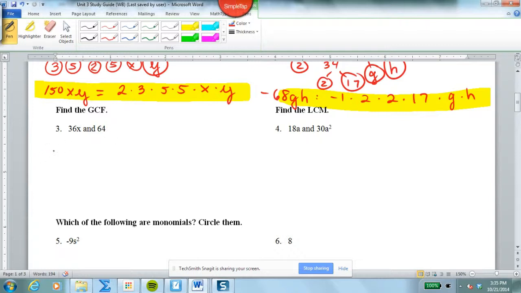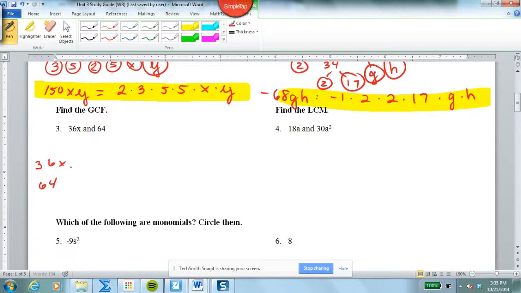So 36x and 64. You think about the numbers that will go into 36x and 64. I can only think of a couple, mainly 1, 2, and 4, in which case 4 would be the greatest common factor of these particular things. But there's another way. You can also use the prime factorization method.